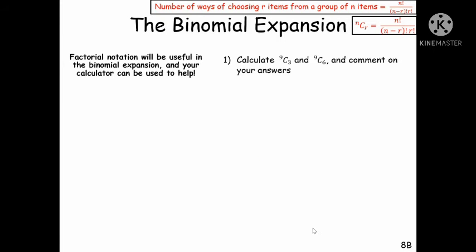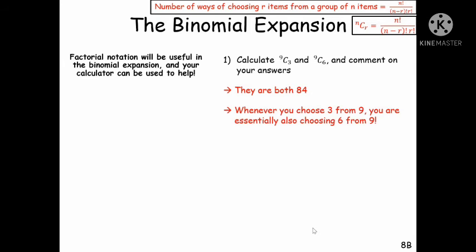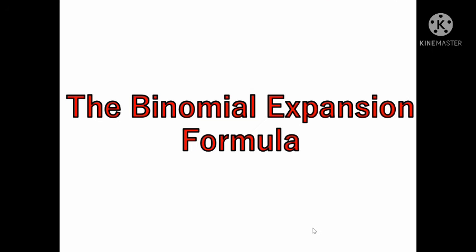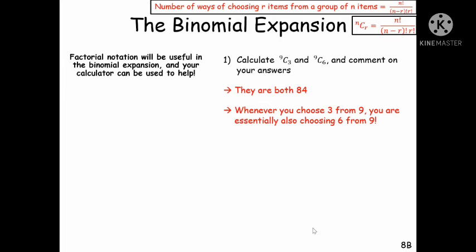Calculate 9C3 and 9C6 and comment on your answers. They are both 84. Whenever you choose 3 from 9, you are essentially also choosing 6 from 9. They are the same. And that's all you need to know for the factorial notation, but as long as you know how to use it, you should be okay.